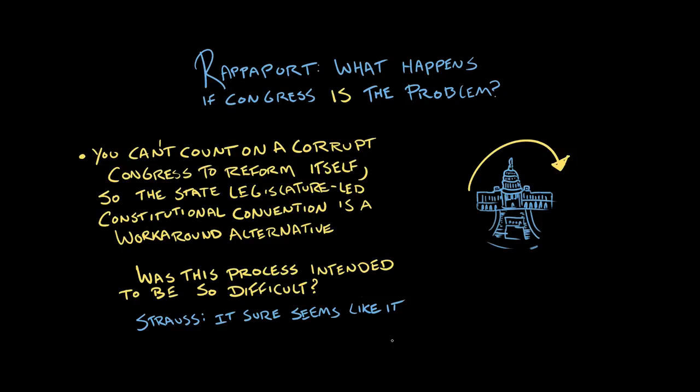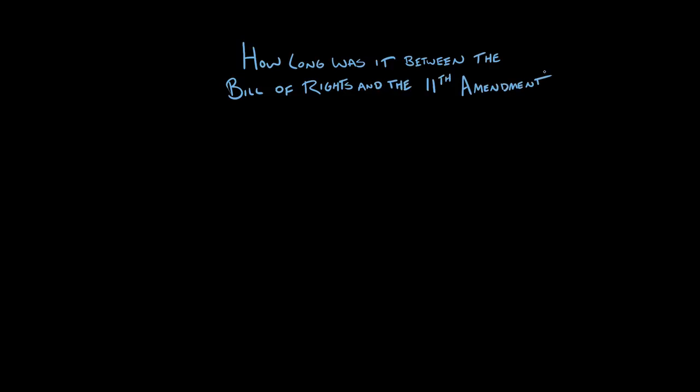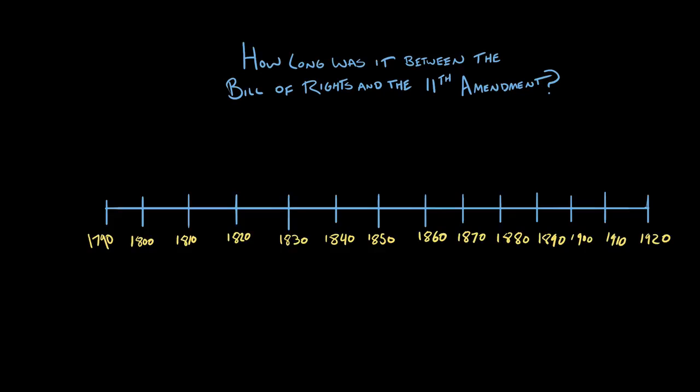So how long was it from the period when the Constitution was first ratified to the first amendment to the Constitution beyond the Bill of Rights? Okay, so the first 10 amendments were ratified in 1791. And then just a mere 3 years later, we had the 11th Amendment.